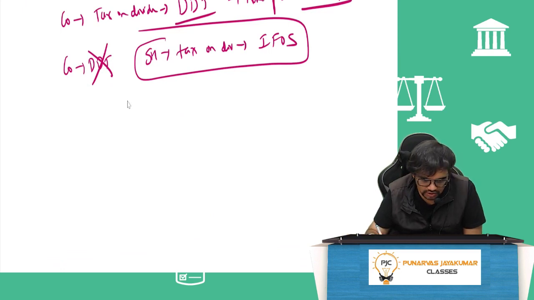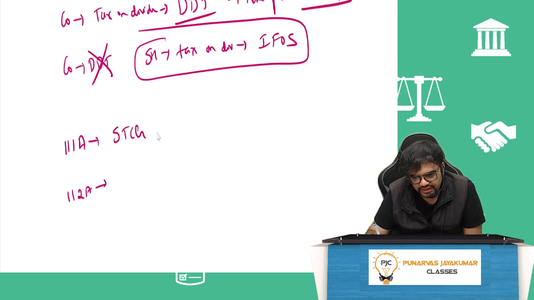Second part, Arun Jaitley changed the law. There are two sections, 111A and 112A. 111A was for short-term capital gain on selling of certain securities. The rate was a reduced rate of 15%.